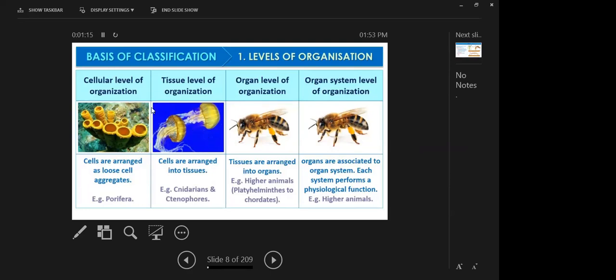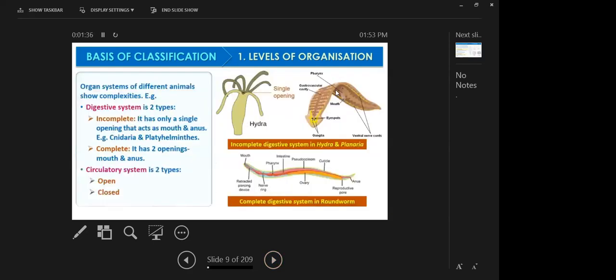When we say vertebrates, they are of all the levels we get to see there. So porifera, the first; Coelenterata, Cnidaria or Ctenophores, that's the second; and Platyhelminthes and Aschelminthes, that's the next organ level. And next onwards, that is higher organisms onwards, there is organ system level of organization.